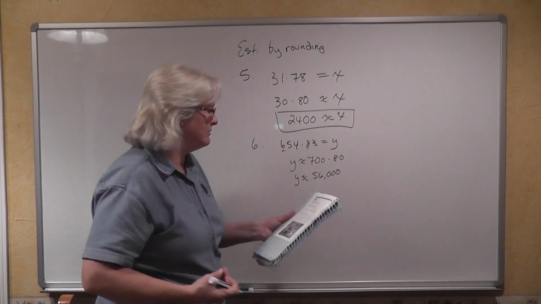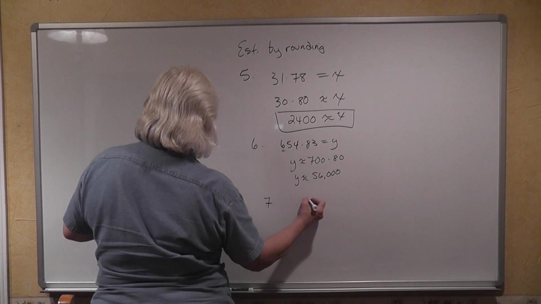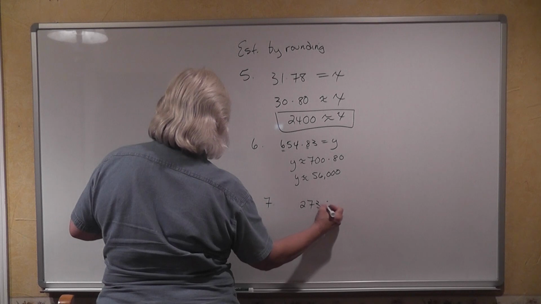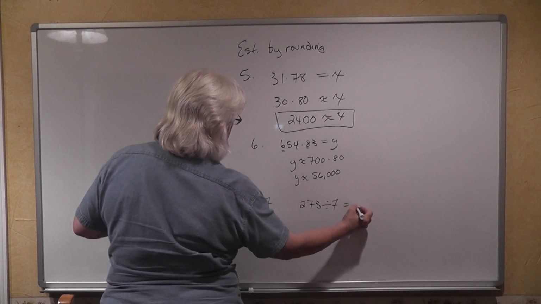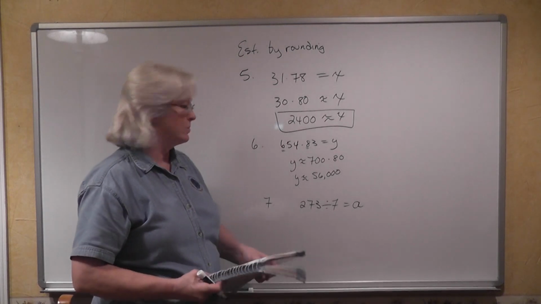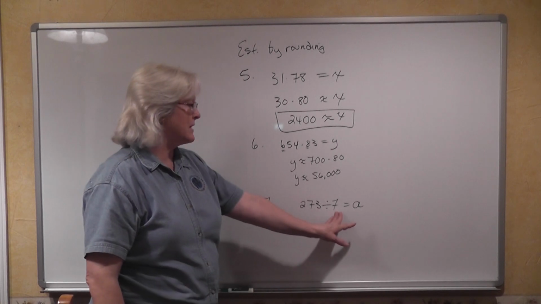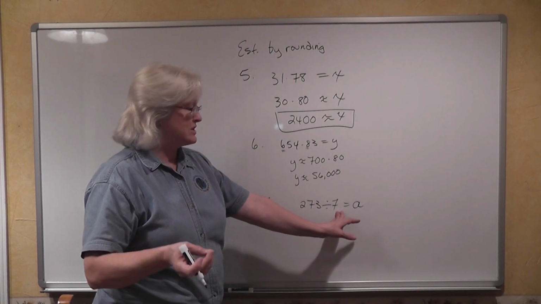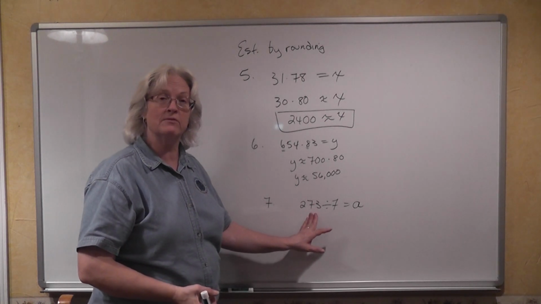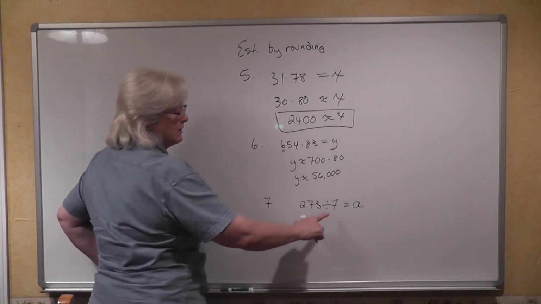Then you have 2 division problems that they want you to estimate. Number 7 says 273 divided by 7. That's what our variable a is approximately equal to. We're not going to adjust the divisor at all. We're going to keep that 7 just exactly the same. We want to round 273 so that we don't have anything left over.